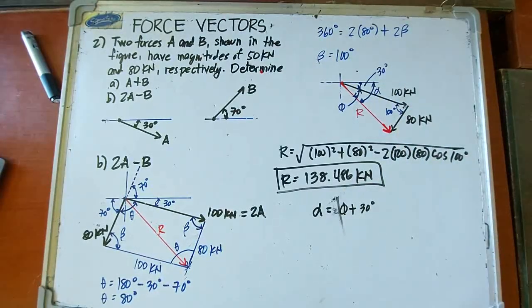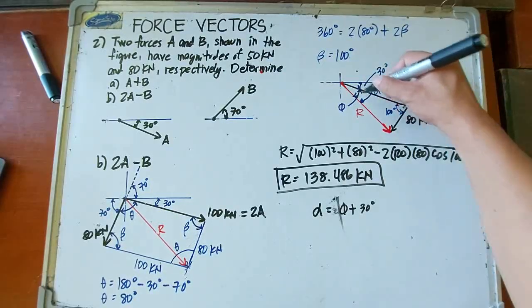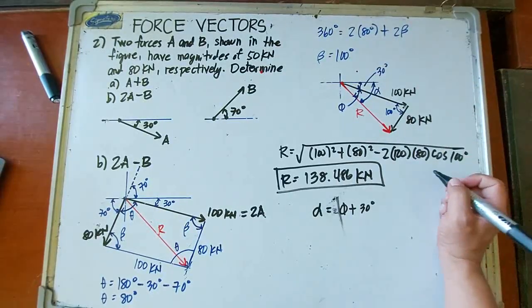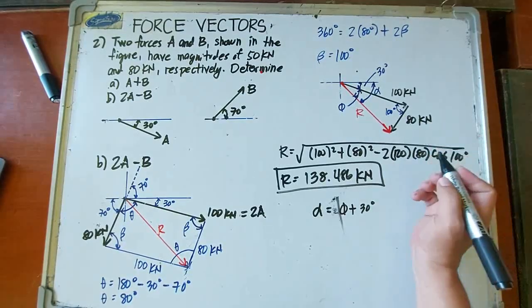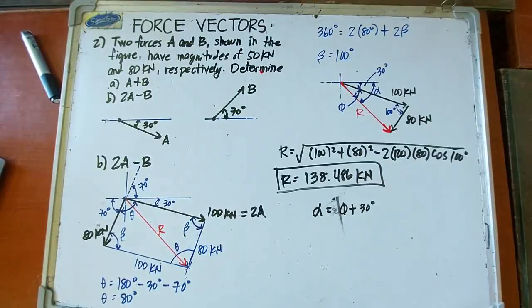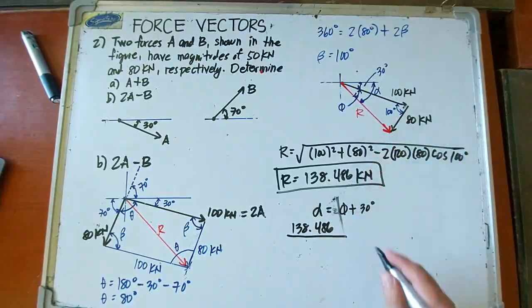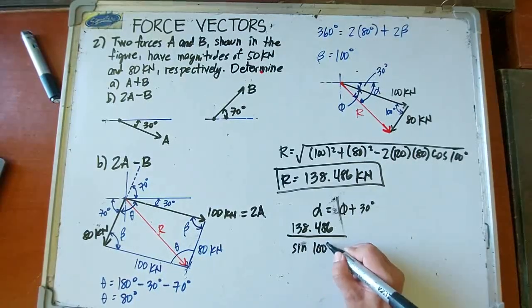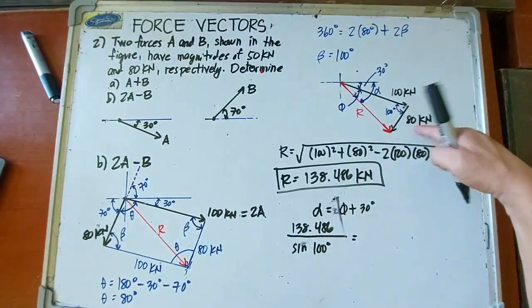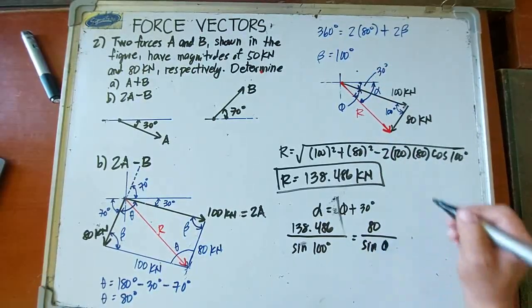So angle phi can be solved using cosine law, no? Kasi alam naman natin yung this angle at saka yung resultant, this side of the triangle. But I think it would be easier for us to use sine law to solve for angle phi. So pag sine law, kailangan natin ng side and opposite angles. So we have R, the resultant, 138.486 divided by sine of the opposite angle, ito 100 degrees, is equal to 80 over sine of the opposite angle, which is angle phi. From that we can solve for angle phi.